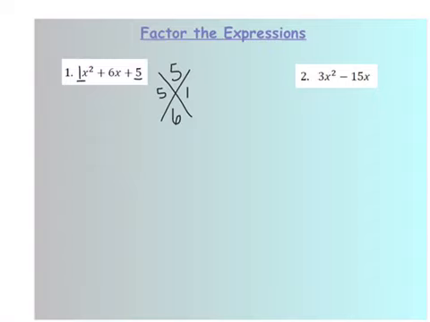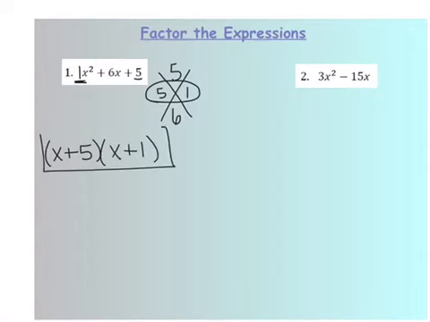So now, since my a value is 1, that remember right there is a 1 next to the x squared, I can get my factors from these two numbers right here. So my first factor is going to be x plus 5, and my second factor is going to be x plus 1. I don't have to factor by grouping then, and I'm just done.